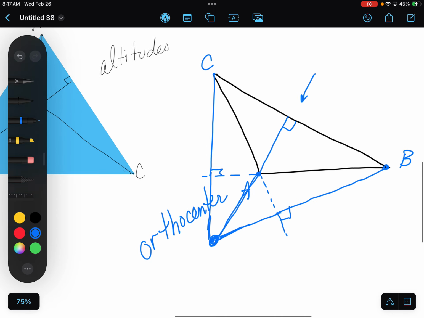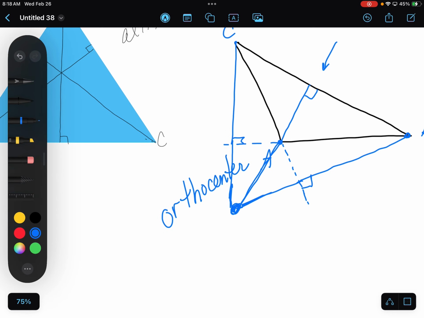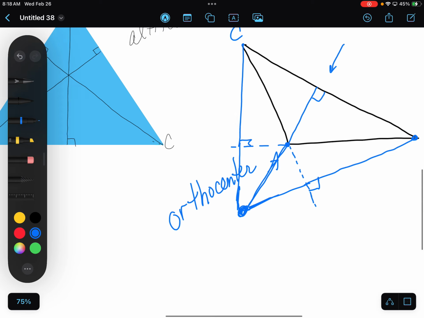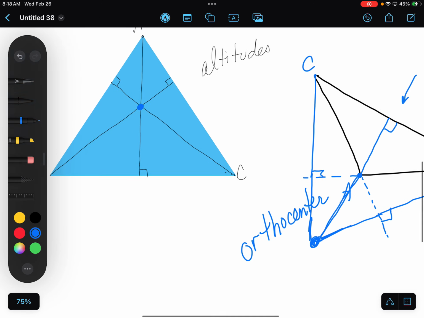So yesterday we talked about a centroid. That was when all the medians met. This is an altitude, so therefore it's called an orthocenter. This up here in the middle on that triangle would also be the orthocenter.